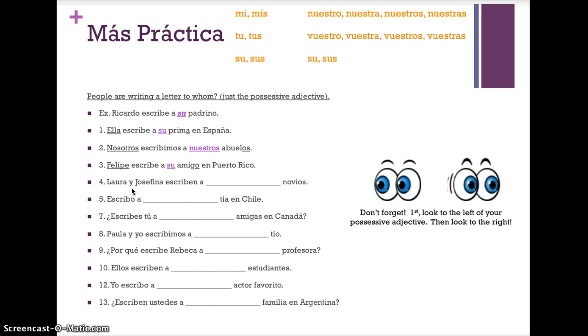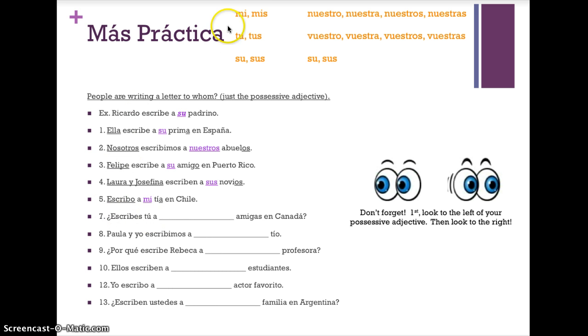Laura y Josefina escriben a sus novios. That's two people, so it's coming from here. And novios ends in an S, so it would be sus. Escribo. This doesn't say who the subject is, but technically any verb that ends in O is always the yo form. So yo is the subject, and it says tía, so that's singular, so the answer is mi.